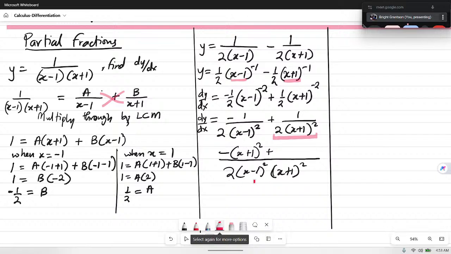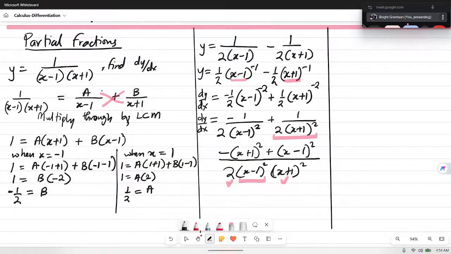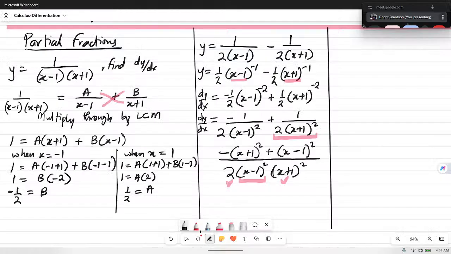Plus this one times what will give you everything here? It is times only this one, right? Because we already have 2 and x plus 1 here. So to get the other one, you have to multiply by this. This becomes plus x minus 1 squared. Let me check if I'm on the right path. Let's say plus, because of the minus, I can rearrange them.